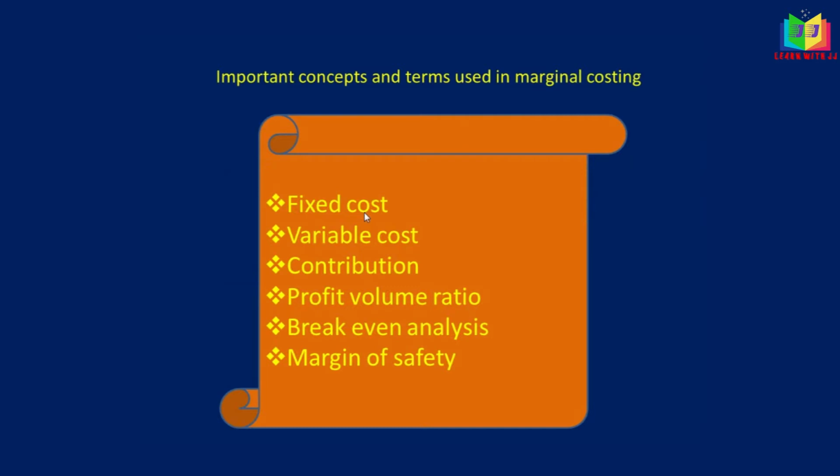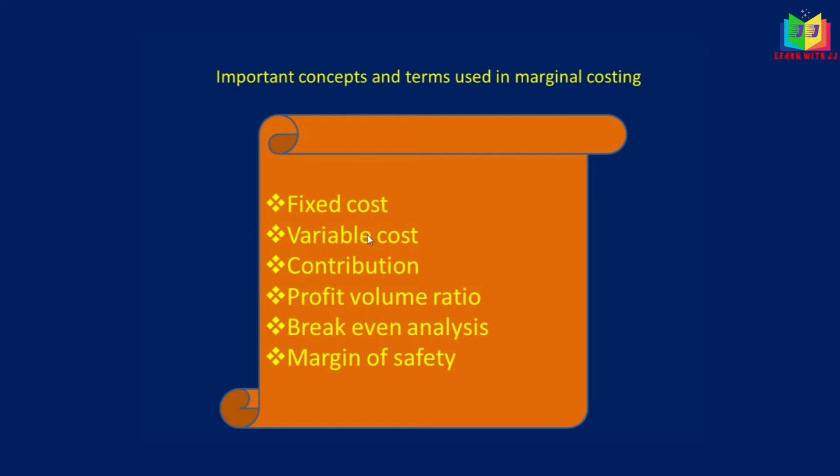The first one is fixed cost. It is also known as period cost or time cost. This cost does not depend on the volume of production, that is the sales. This cost is incurred irrespective of the actual activity or operation. For this fixed cost, the example is the rent paid for the building or the factory, or the salary paid to the person. This forms part of this fixed cost.